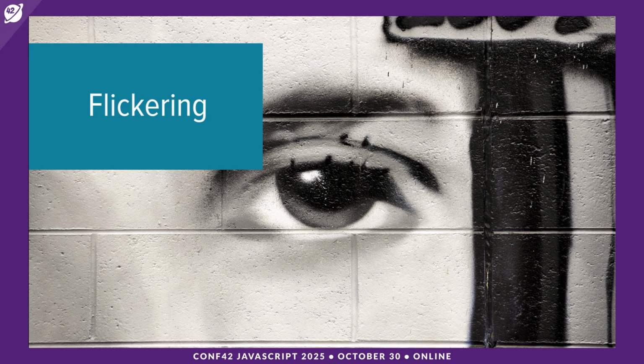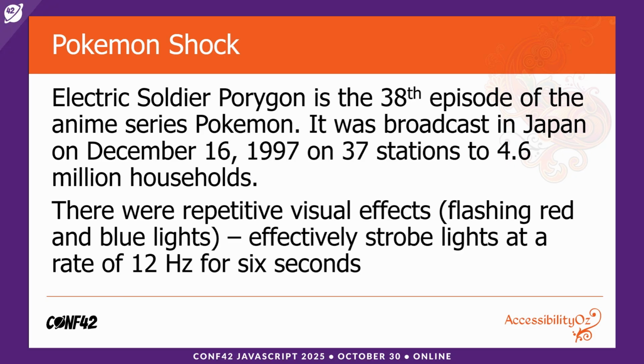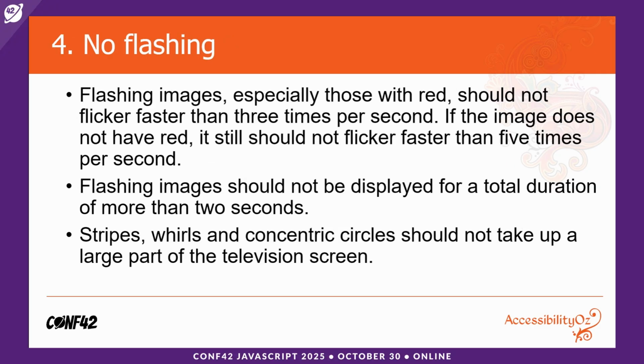This is an example of if you fail a particular accessibility requirement, you can actually physically hurt someone. The best example of this was back in 1997. An episode of the anime series Pokemon, the 38th episode, Electric Soldier Porygon, was broadcast in Japan on December 16th, 1997, on 37 stations to 4.6 million households. There were repetitive visual effects, flashing red and blue lights, effectively strobe lights, at a rate of 12 Hz for 6 seconds. Basically, no flashing. Flashing images, especially those with red, should not flicker faster than 3 times per second.